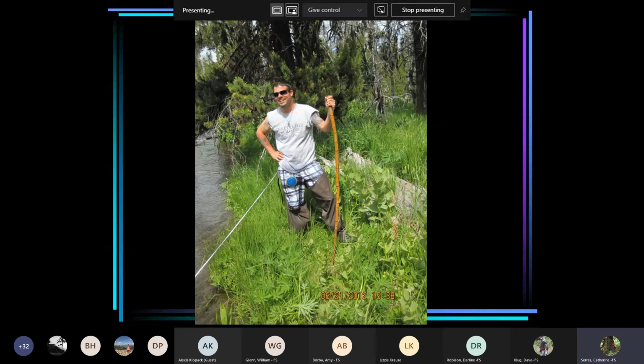And this is just filling up your waders. It's always the fun part of the season.